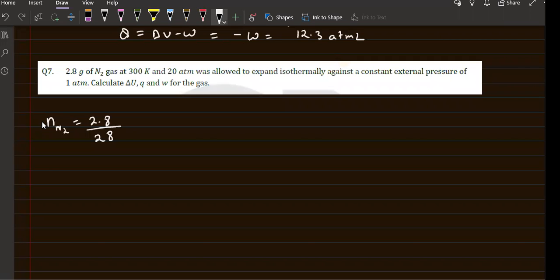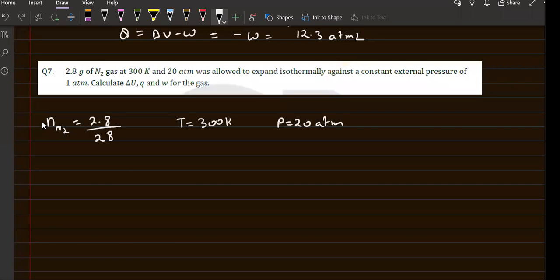Yes or no? Tell me. Right? And temperature is given as 300 Kelvin. Pressure is given as 20 atm. Now this is allowed to expand isothermally against a constant external pressure. Just see this, against a constant external pressure. So it doesn't matter, right?